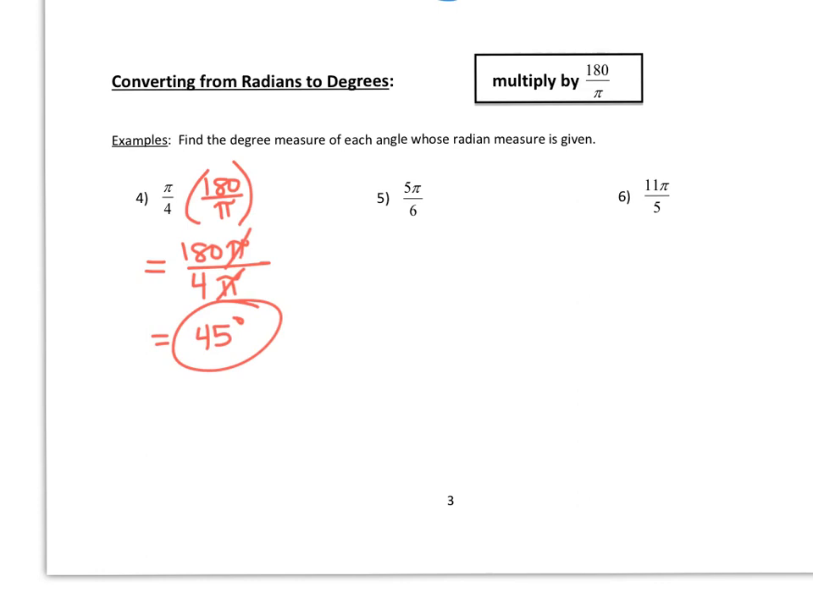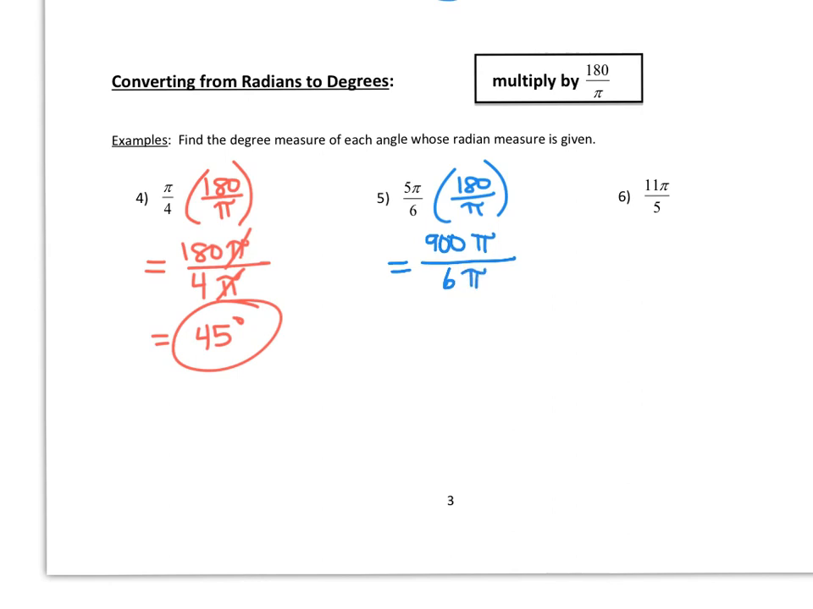Okay, so in number 5, we're converting 5 pi over 6 radians to degrees. So we're going to multiply by 180 over pi. All right, I'm going to do it the same way I did in number 4. I'm just going to multiply the top, multiply the bottom, and then simplify. So if I multiply across the top, 5 pi times 180 would be 900 pi. And then 6 times pi is just 6 pi.